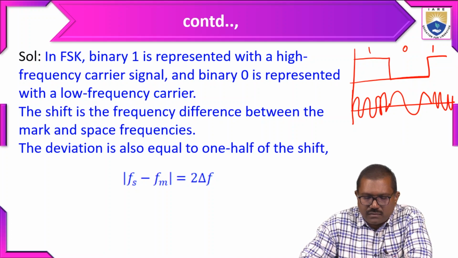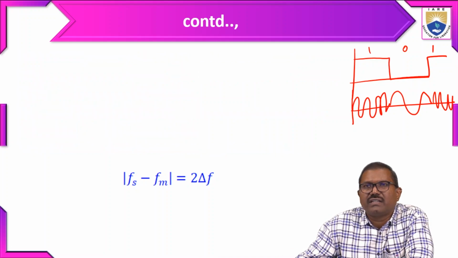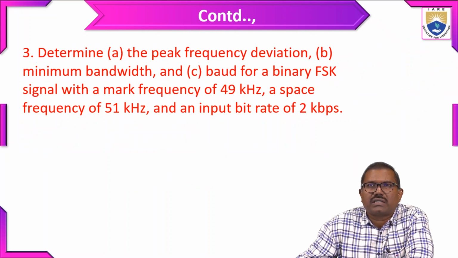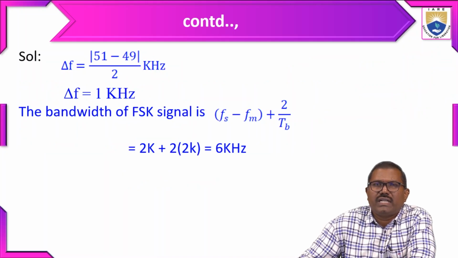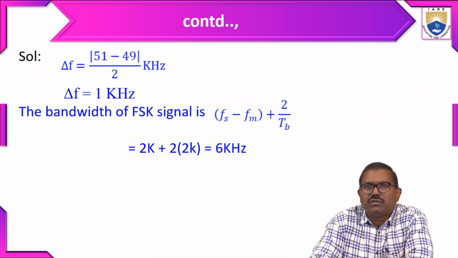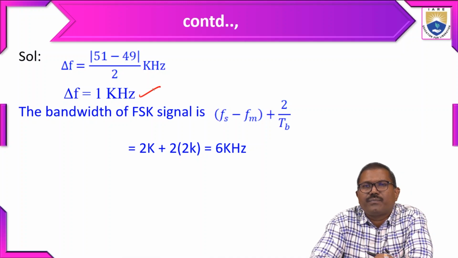So Fs minus Fm is equal to 2 delta F. Here they have given the space and the mark: space is 51 kHz and mark is 49 kHz. Input bit rate is 2 kbps. So delta F is equal to (Fs minus Fm) divided by 2, which is 51 minus 49, 2, divided by 2. So delta F is 1 kHz.